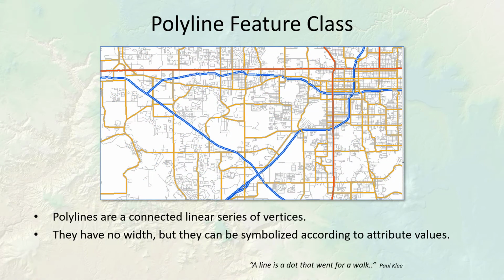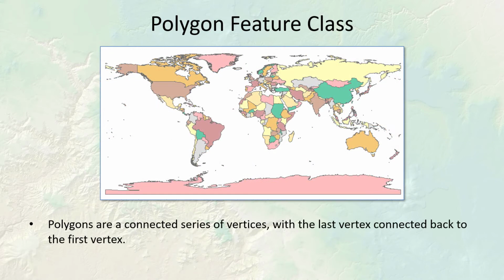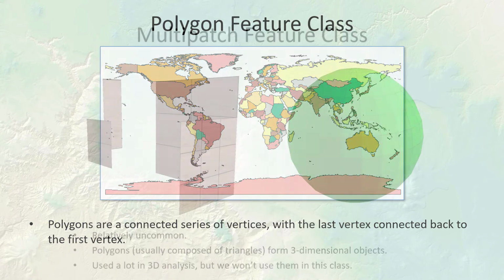Polyline means you take a bunch of points, string them together, and you can symbolize them differently, but one thing about polylines is they have no width. They can be symbolized, they look wider, but the polyline itself has no width to it. And then you got your polygons. Take a bunch of vertexes, string them together, and make the last one connect back to the first, and you have a polygon. It has an inside and an outside.